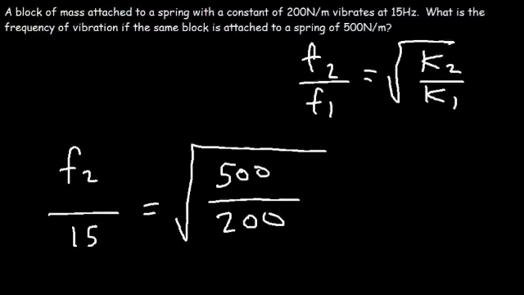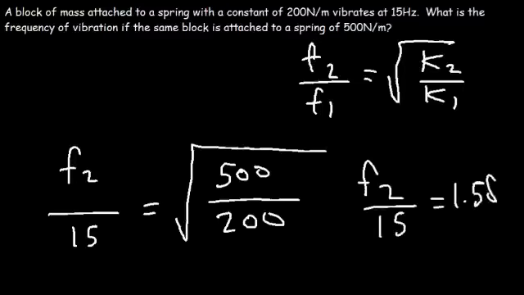So if we divide 500 by 200, that's 2.5, and the square root of 2.5 is 1.581. So F2 divided by 15 is that number. So to find F2, we need to multiply 1.581 by 15, and you should get a frequency of 23.7 hertz.